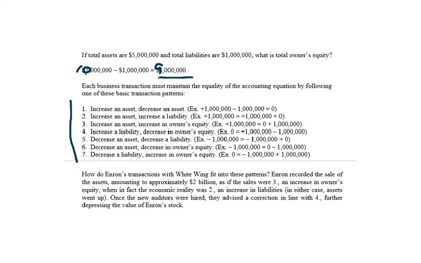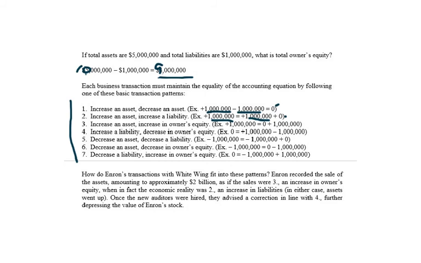So let's just review these patterns. Each one of them should make sense. So in other words, this is a legitimate transaction. Increase in asset, decrease in asset. The example I give is one goes up $1 million and the other asset goes down $1 million, and we see that there is no change in the creditor or owner's equity. Number 2, increase in asset, increase in liability by the same amount, of course. So we see increase in some asset by $1 million, liabilities go up $1 million, and no change here as well, in this case in owner's equity.